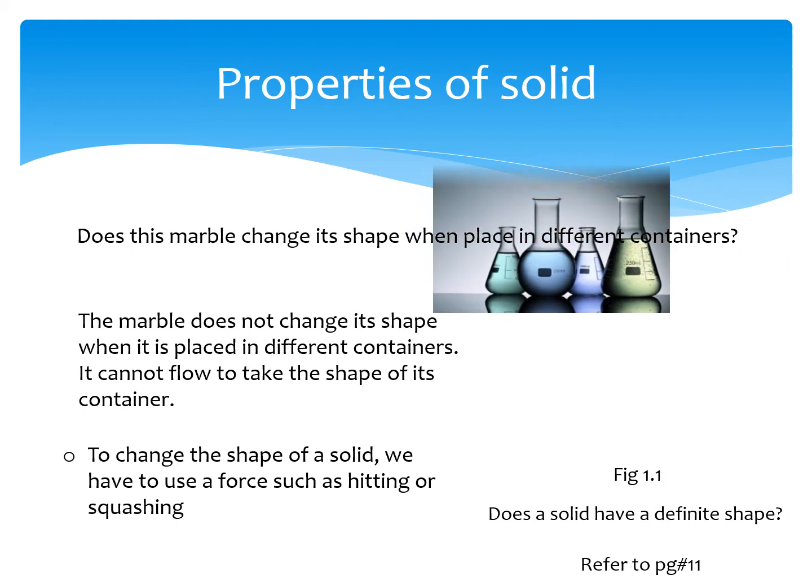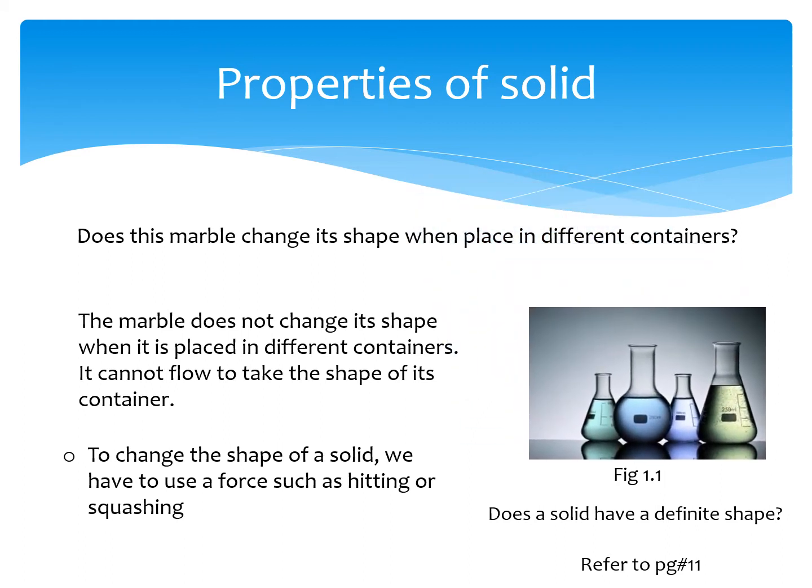Look at figure 1.1. Does a solid have a definite shape? Here, the solid is referred to the marble in different containers. Does this marble change its shape when placed in different containers? The answer is no. The marble does not change its shape when it is placed in different containers because it is in a solid form. Liquid flows, but solid cannot flow to take the shape of its container, as marble remains the same.